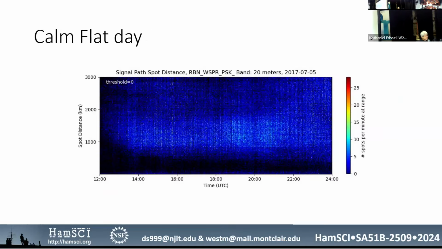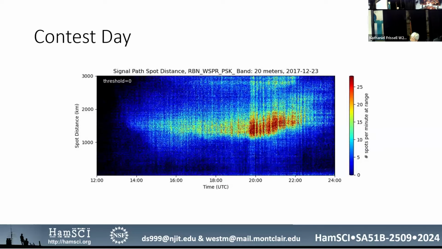So on the left you see a calm, flat day. The bottom of the blue layer there is flat, pretty much, and then on this one, we see something that has a variation, a sinusoidal variation, but this one also has a contest. Can you see where the contest begins? Golly, people jumped on it right at the moment when it began.